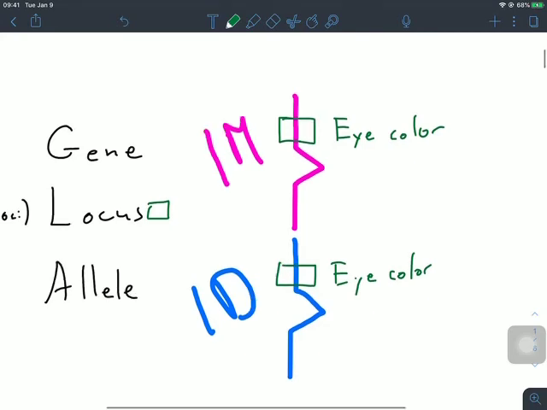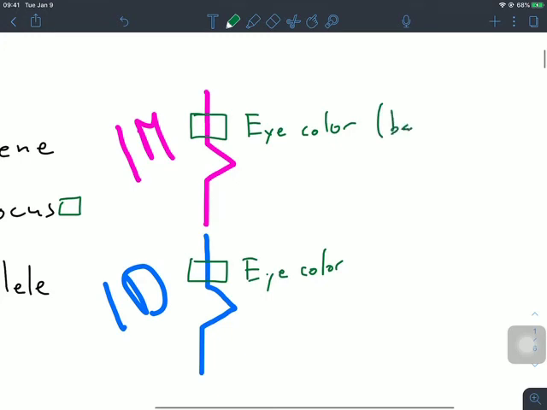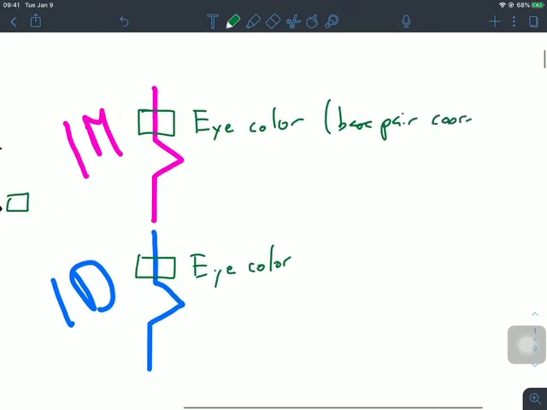The locus is oftentimes a base pair coordinate. So hopefully you remember from last lecture that these long chromosomes are actually millions of letters of DNA underlying them. And so we can say that the gene for eye color begins at the 150 millionth base pair of chromosome 1. Whether you're on chromosome 1 of mom or chromosome 1 of dad, the gene will have the same location.